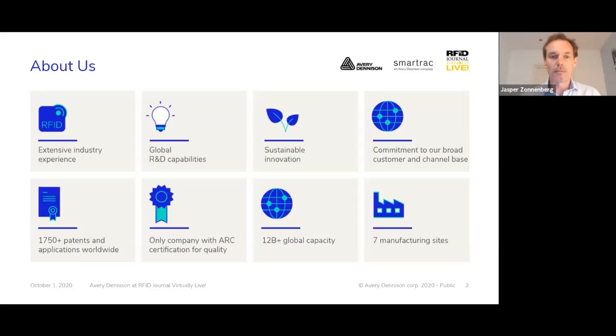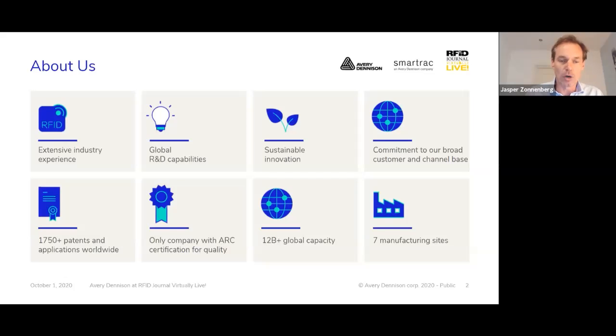Now, first about us. You see a couple of icons here, which describe the integrated SmartTrack and Avery Dennison company, and I'll limit myself to the RFID business that we operate through our Intelligent Labels division. Both SmartTrack and Avery Dennison, as an integrated company, have been in the RFID space for a long time. Within Avery Dennison, it started about 20 years ago in the apparel space.